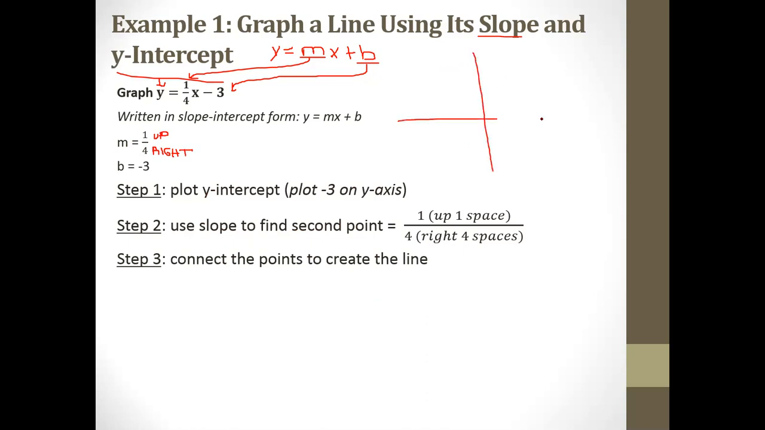So if we had our coordinate plane, here's our y-axis and our x-axis, we would plot our y-intercept. We would go to negative 3 on the y-axis. So here's your y-axis. We would go down 1, 2, 3. Here's negative 3. Plot the point. Now we're going to use the slope to find the second point. Up 1, right 4. So start at negative 3 on the y-axis. So we're going to go up 1 and then right 1, 2, 3, 4. So starting at negative 3, up 1, right 1, 2, 3, 4. Plot the second point, and then we'll connect these 2 points to create the graph.